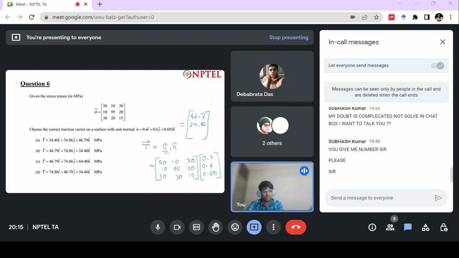Okay. So the last one is 0.4 into 30, which is 12. Plus 0.6 into 20, so that is also 12, plus 15 into 0.693, right? You can simplify whatever way you like. So what I will do is 6.93 into 1.5. So 1.5 times will be around 10 point something. So 12 plus 12 is 24, plus 10 point something, so it will be 34. You can do the precise calculation with your calculator.